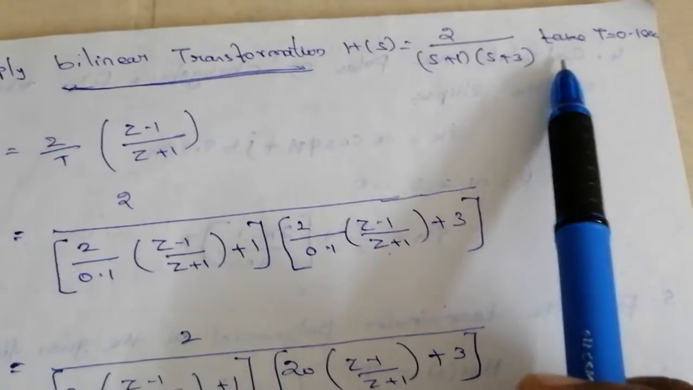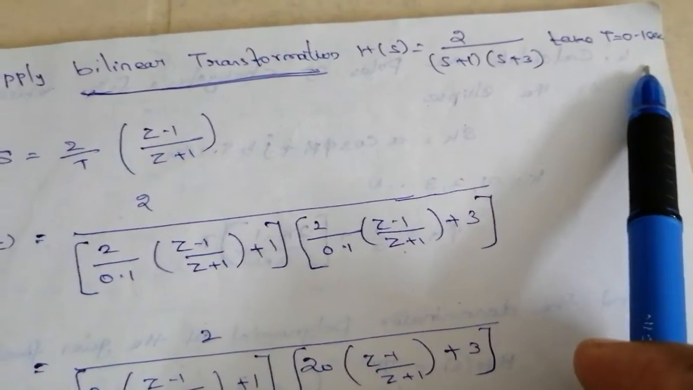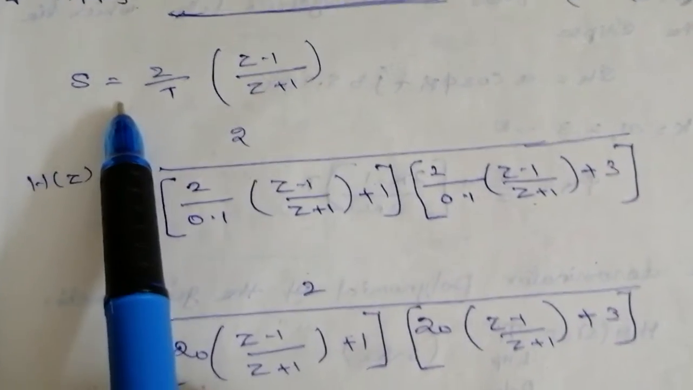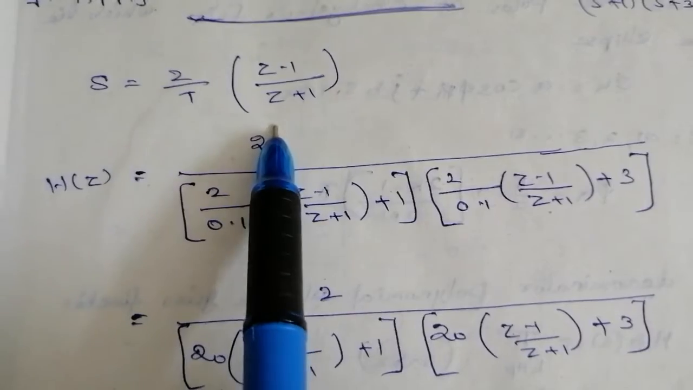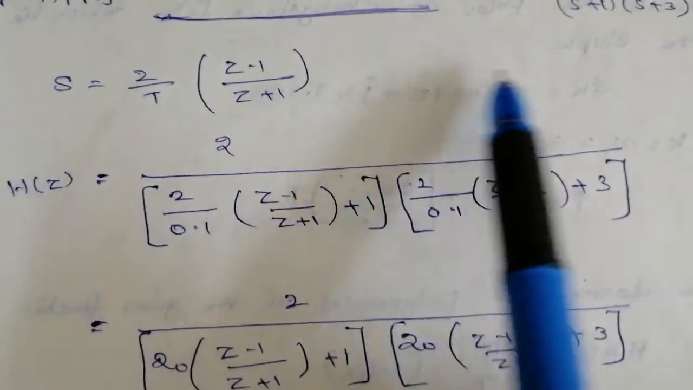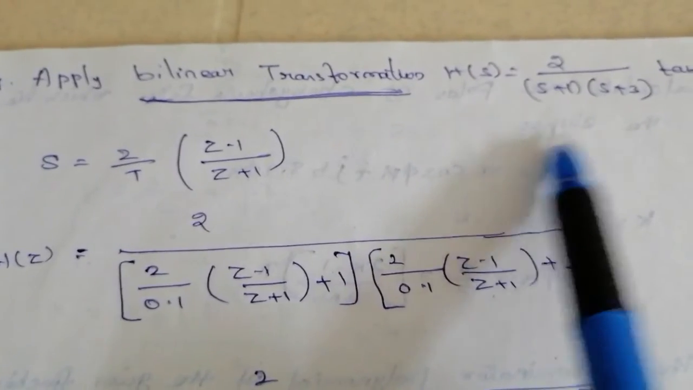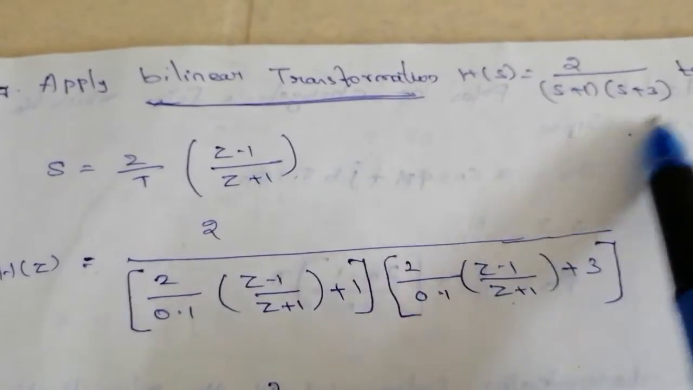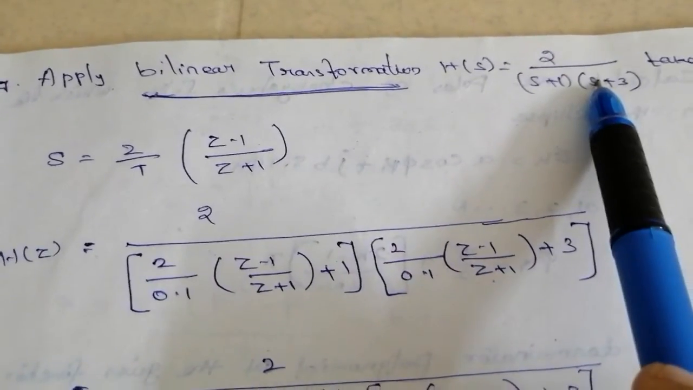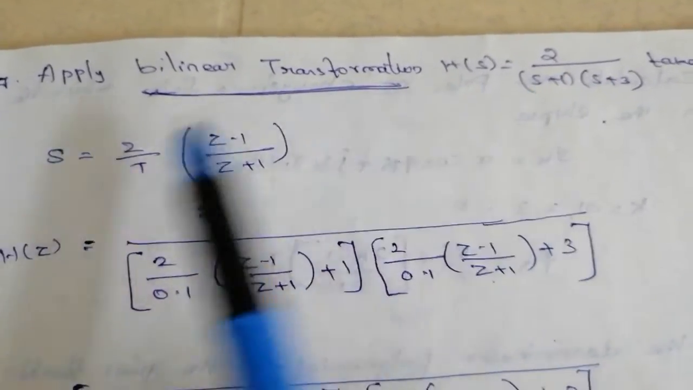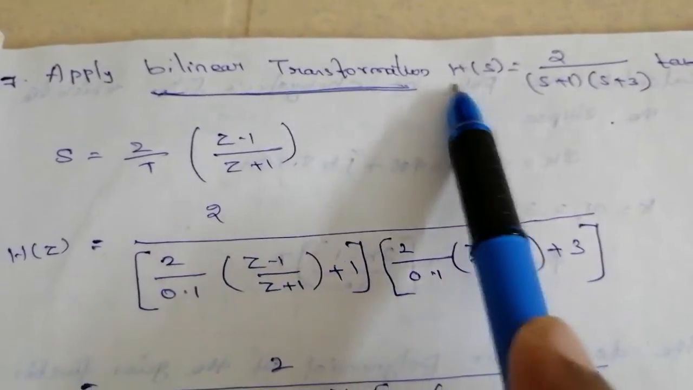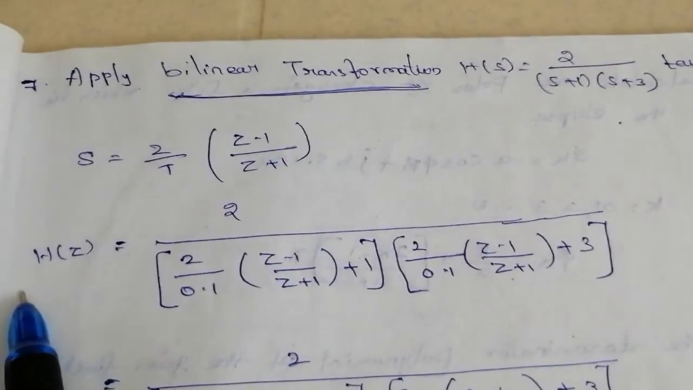So next problem, apply bilinear transformation to H of s equal to 2 by (s plus 1) into (s plus 3). Take T equal to 0.1 second. We know the bilinear formula, s is equal to 2 by T into (z minus 1) divided by (z plus 1). In this problem also, H of s is directly given, so there is no need to do those 5 steps. We take this H of s directly and substitute s with this formula to get H of z, right?